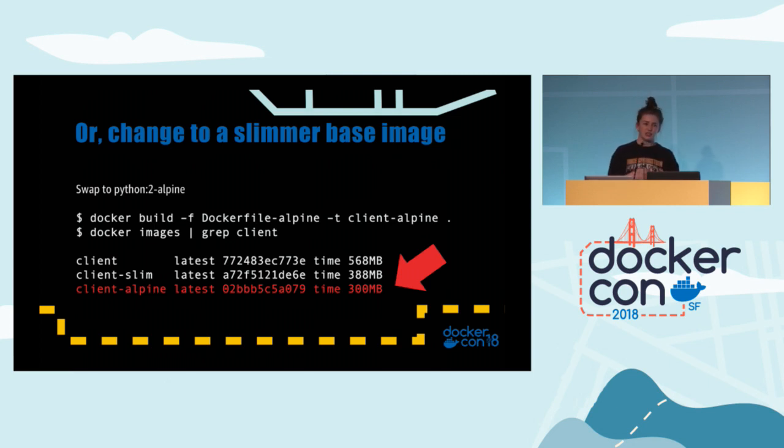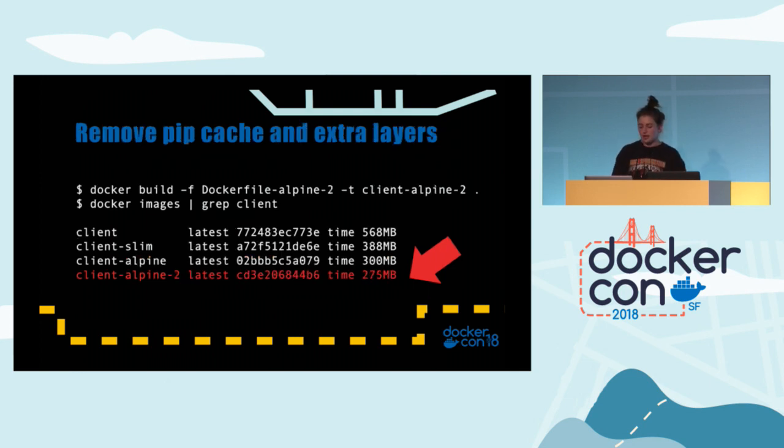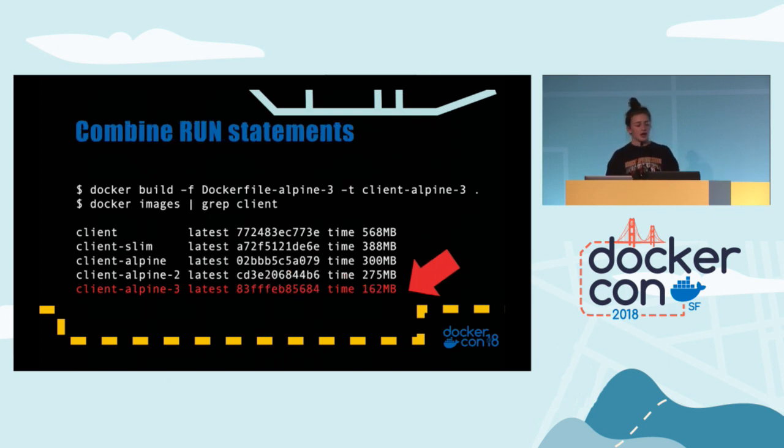I could optimize a little bit more on top of that by switching to an even more minimal base image. I can remove my pip cache, and I can do extra layers. That gets me another 25 megs. I can reorder all of my run statements to use my cache a little bit more effectively, and that gets me down to 162 megs. And I think the thing to note here is that I didn't really change anything materially, right?